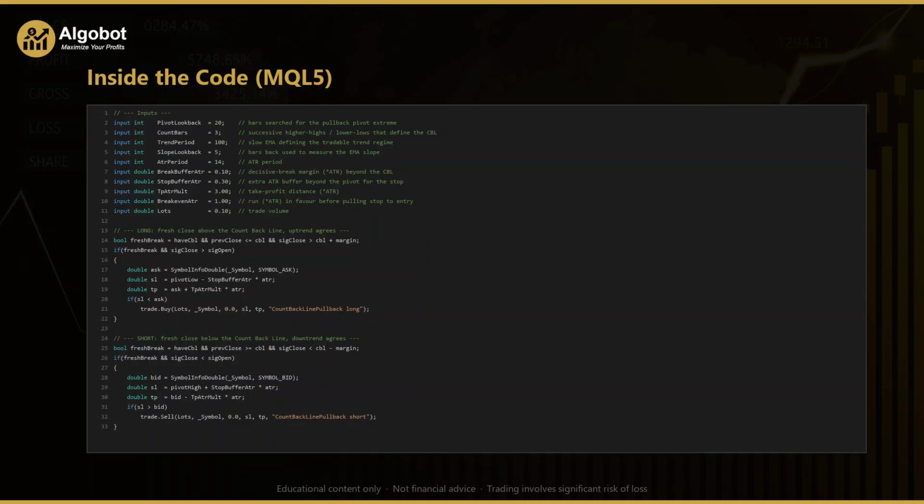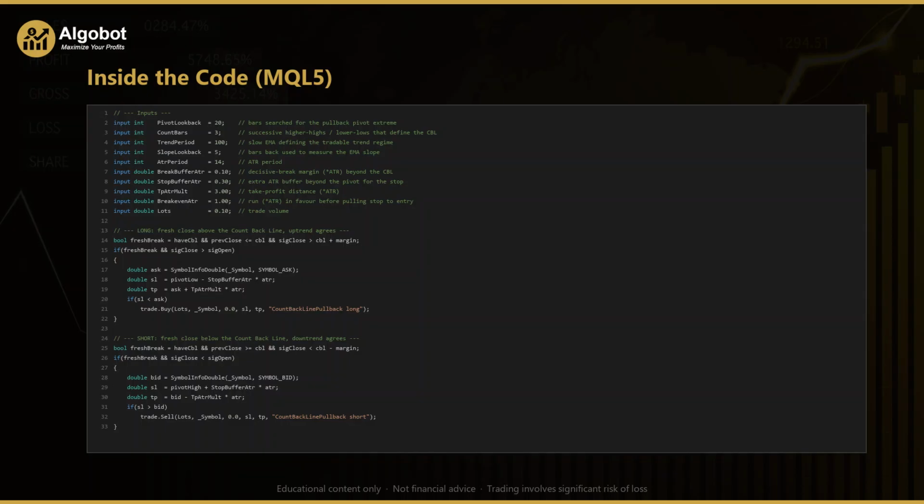The short block is the exact mirror. Fresh break is true when the previous close was at or above the line, and this close pushed below it by the margin, with a bearish body. The EA reads the bid, sets the stop just above the pivot high plus the buffer, targets 3 ATR below, and calls trade.sell. Notice both sides derive their stop from the pivot and their target from ATR, so risk is always structural and consistent.